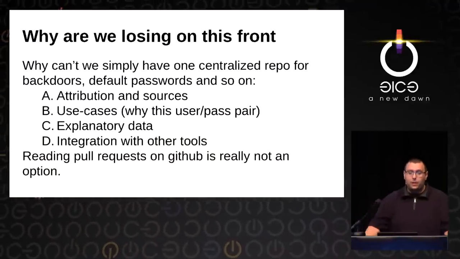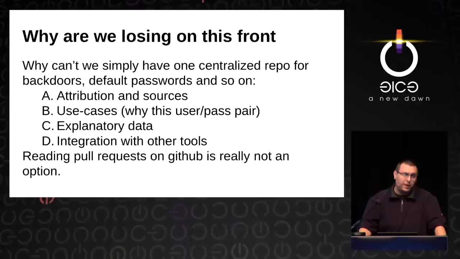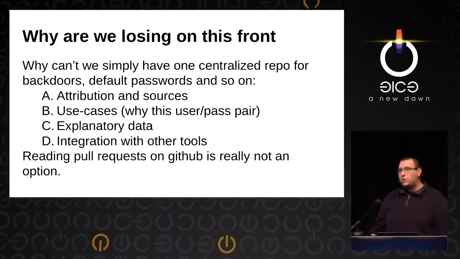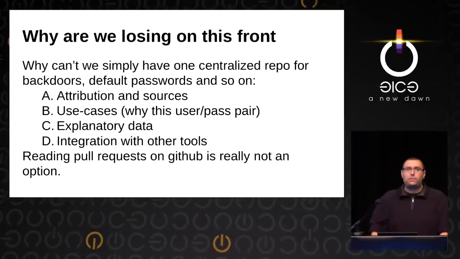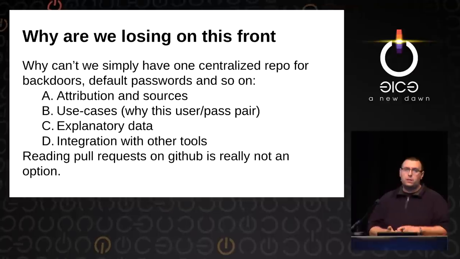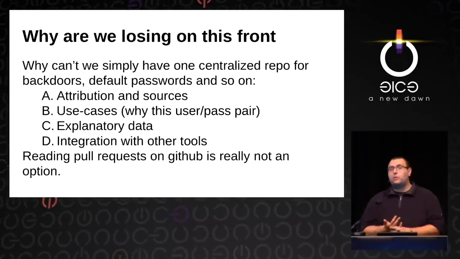Why are we losing on this front? Because, let's be simple, we don't have one centralized repository that will collect all known backdoor data, all known backdoor passwords, all known starting passwords. When you take a look at any tool that has some password lists for testing, you cannot find where that list came from, who created it, for what use case, why you should use it. There is no exploratory data that says how this password list was created, there is mostly no way to integrate it with other tools, and there are no updates and so on.